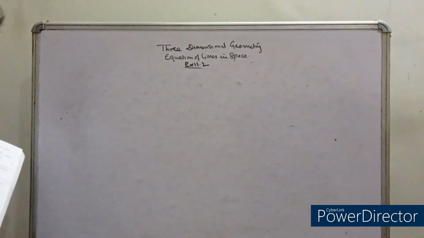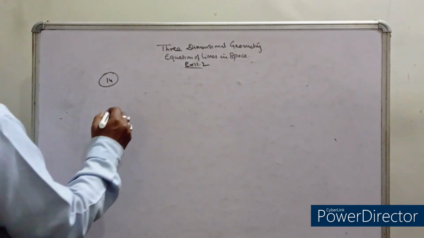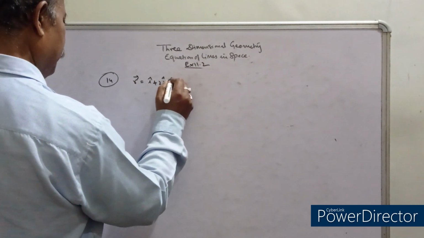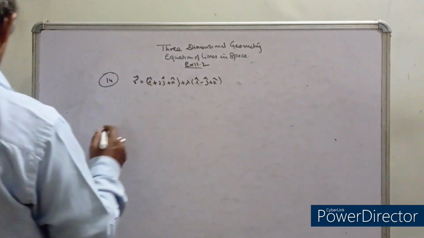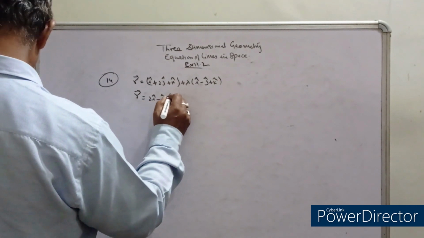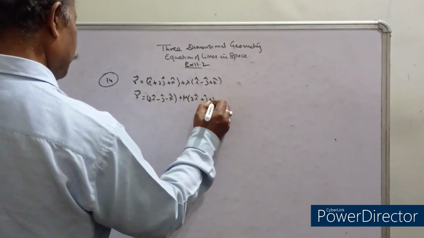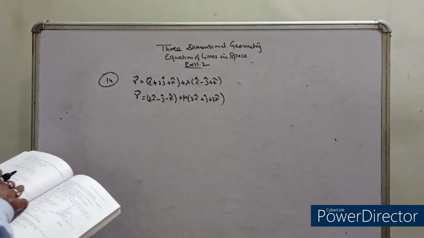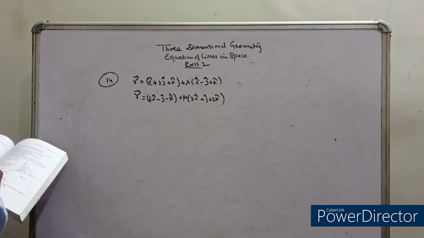To solve question number 14, shortest distance, two lines are given. Here r vector is equal to i cap plus 2 j cap plus k cap plus lambda times i cap minus j cap plus k cap. Another line is given: r vector is equal to 2 i cap minus j cap minus k cap plus mu times 2 i cap plus j cap plus 2 k cap. So here you have to use the shortest distance formula.